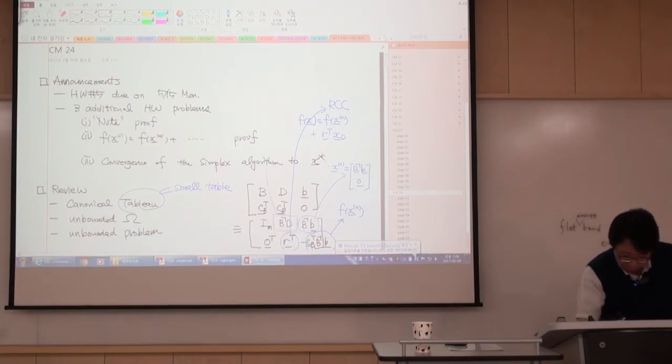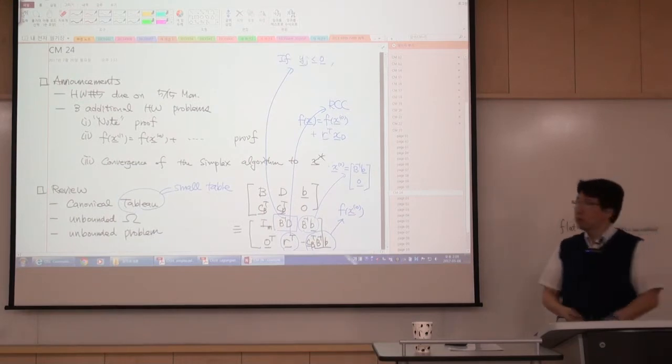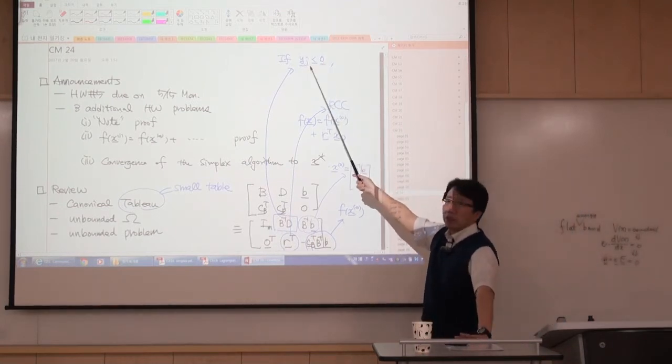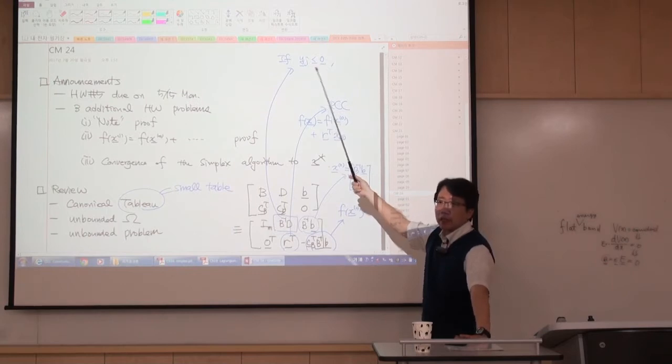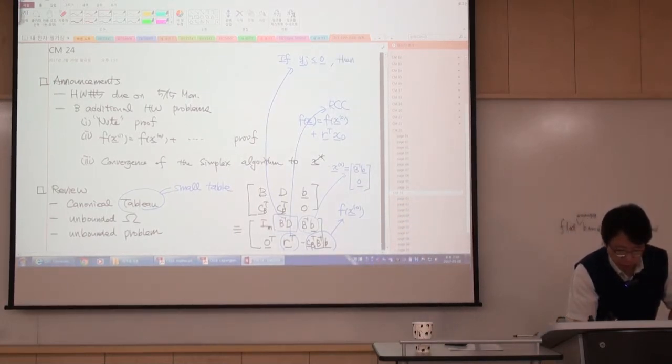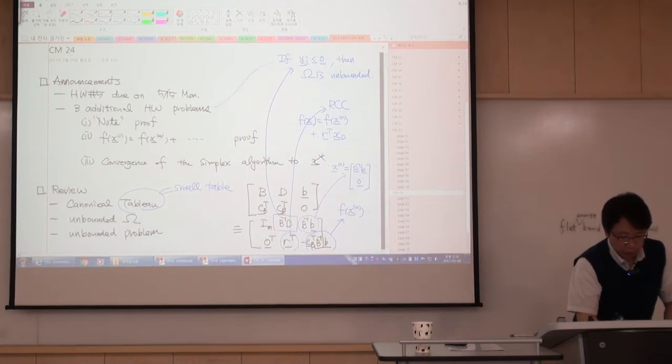So you remember that here, if y_j is less than or equal to 0 for some j between n plus 1 and n, then omega is unbounded. That's related to this one.